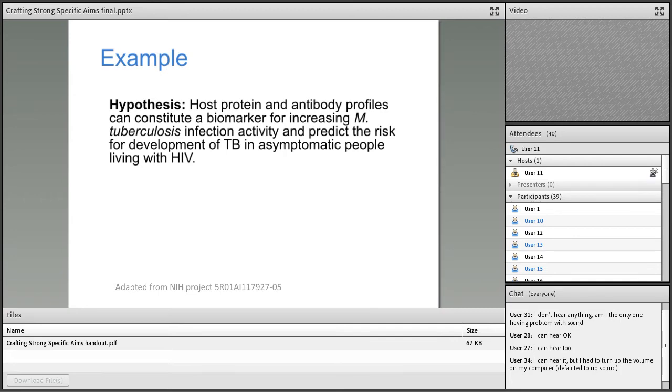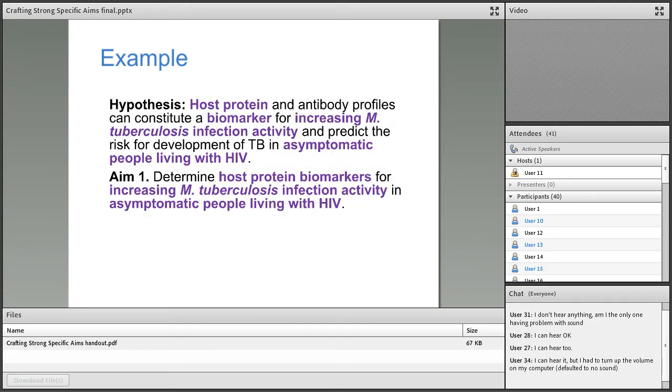So this hypothesis is from a project related to prediction of tuberculosis, or TB, in asymptomatic people living with HIV. The hypothesis is host protein and antibody profiles can constitute a biomarker for increasing Mycobacterium tuberculosis infection activity and predict the risk for development of TB. So let's look at aim 1 from this project. I've used purple to highlight words in aim 1 that link back to the hypothesis. Aim 1 focuses on host protein biomarkers for increasing infection activity.